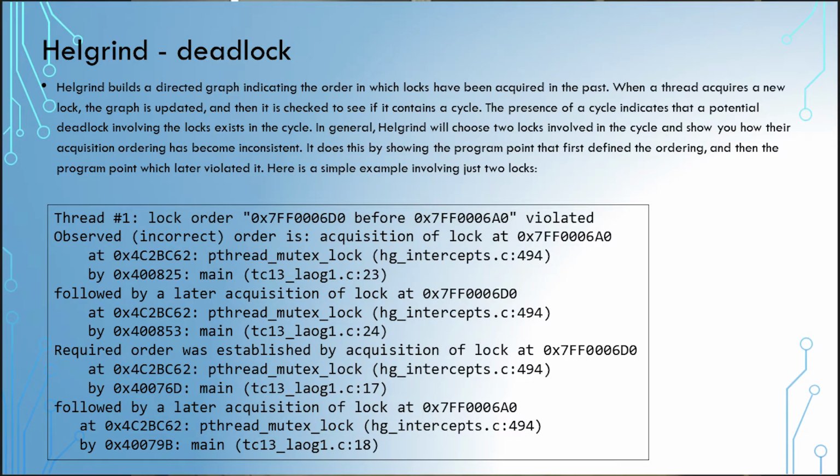So this just explains what I said about the graph, and this is how the message looks. There's an acquisition issue, it violates. Here it was acquired this way, and over there it was acquired the other way.